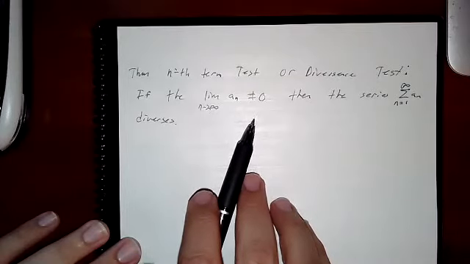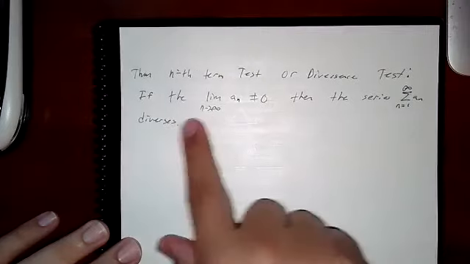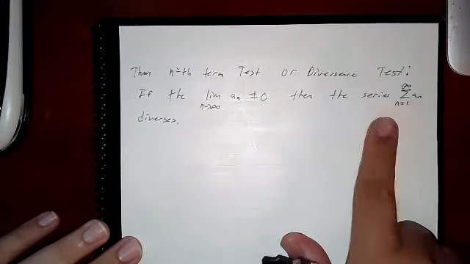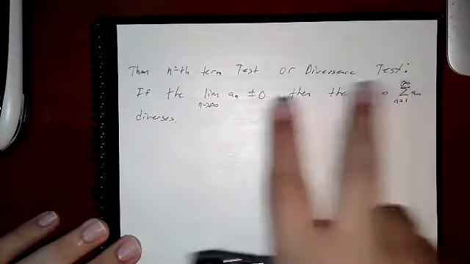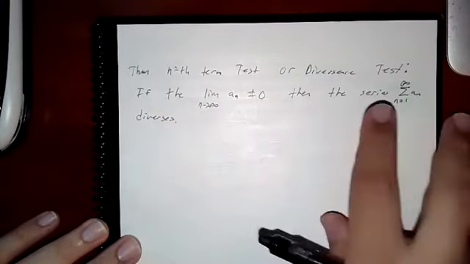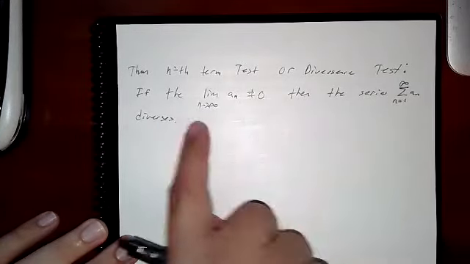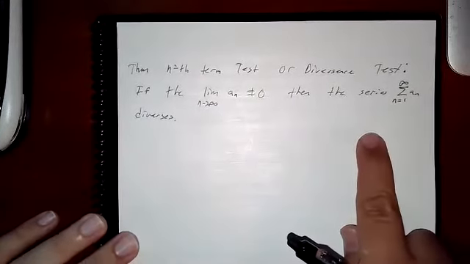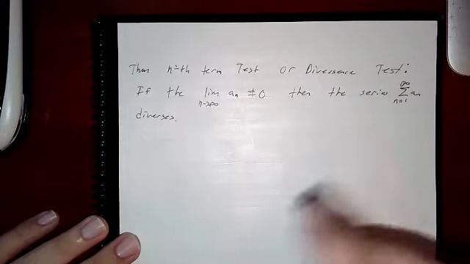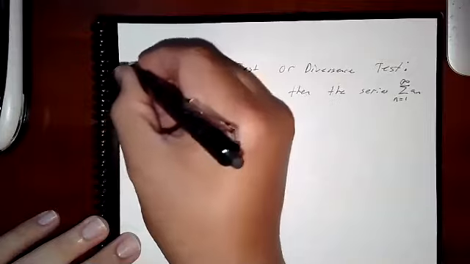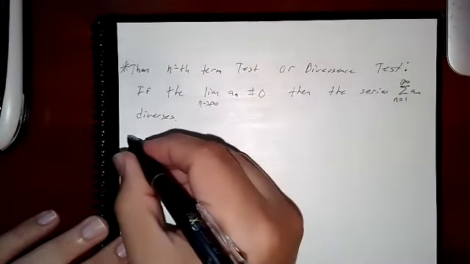So be careful. This is in logic, right? This is A implies B. B does not imply A, meaning if the limit is 0, then it converges. If it converges, that's not true. It's only one direction. Does that make sense? Don't make any other assumptions. All right, let's do an example here.